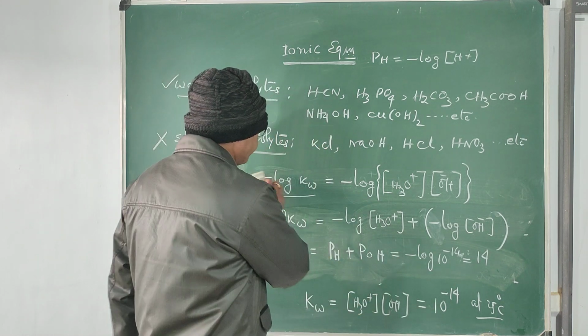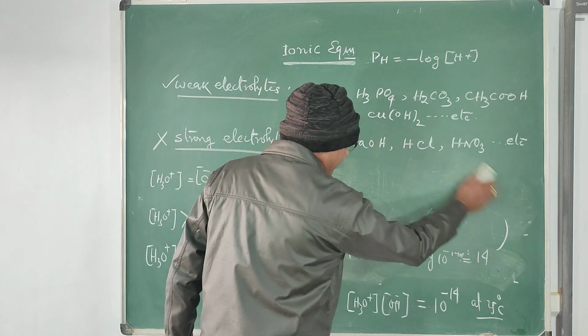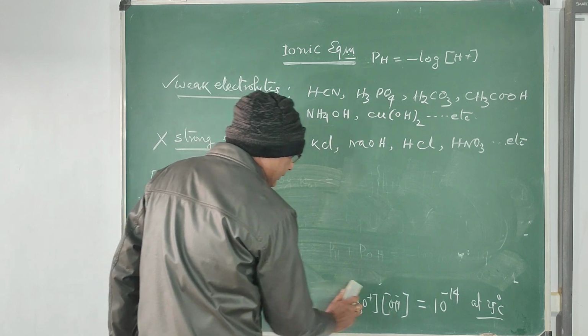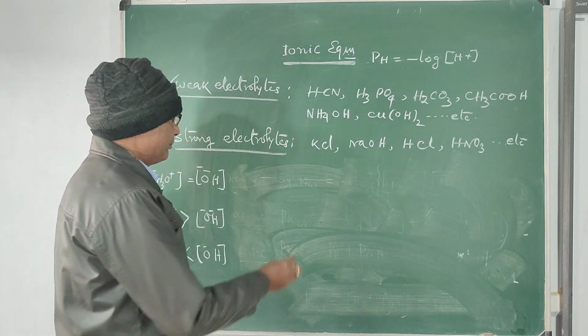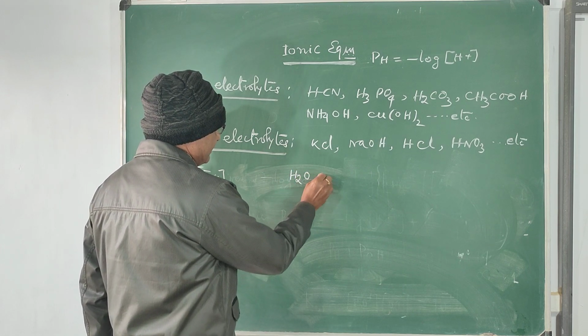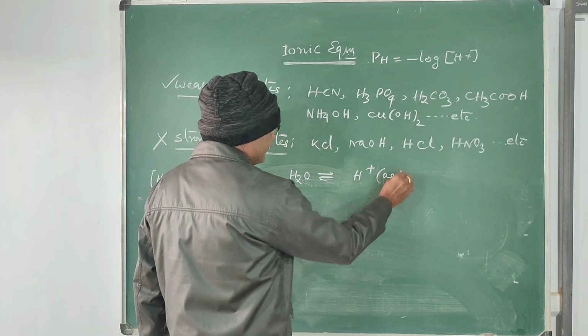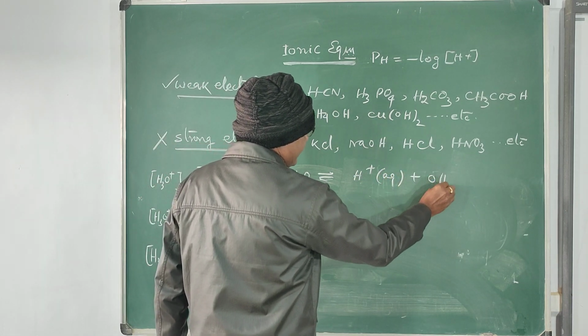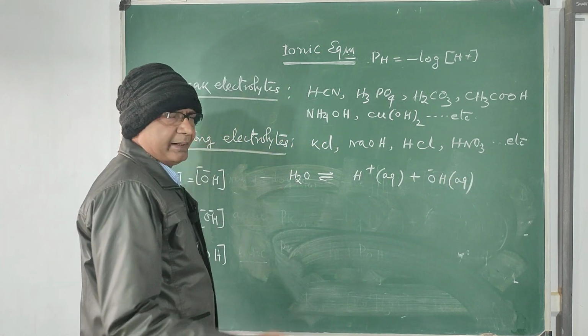Now see, we are explaining it with the help of an example. This is the dissociation of water: H2O dissociates into H plus and OH minus. This is an equilibrium system, and equilibrium will be attained after some time at a given temperature.